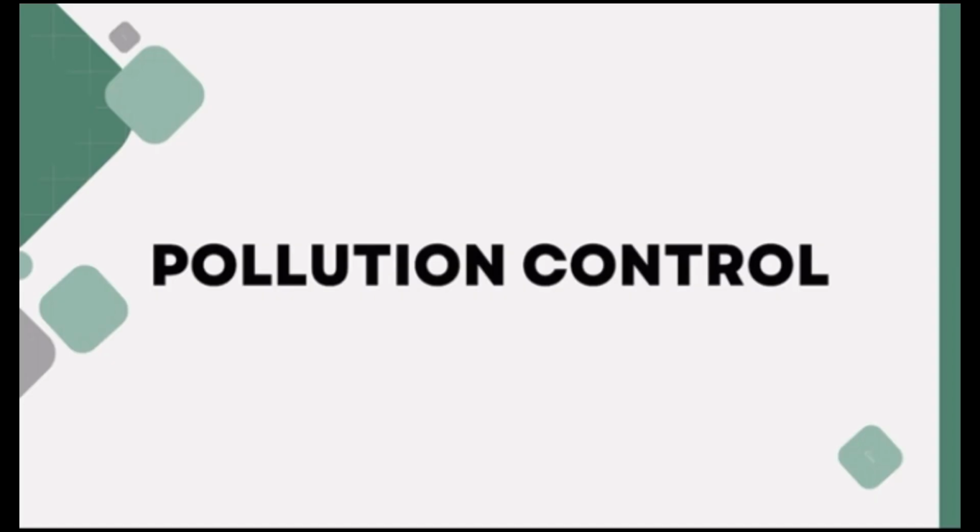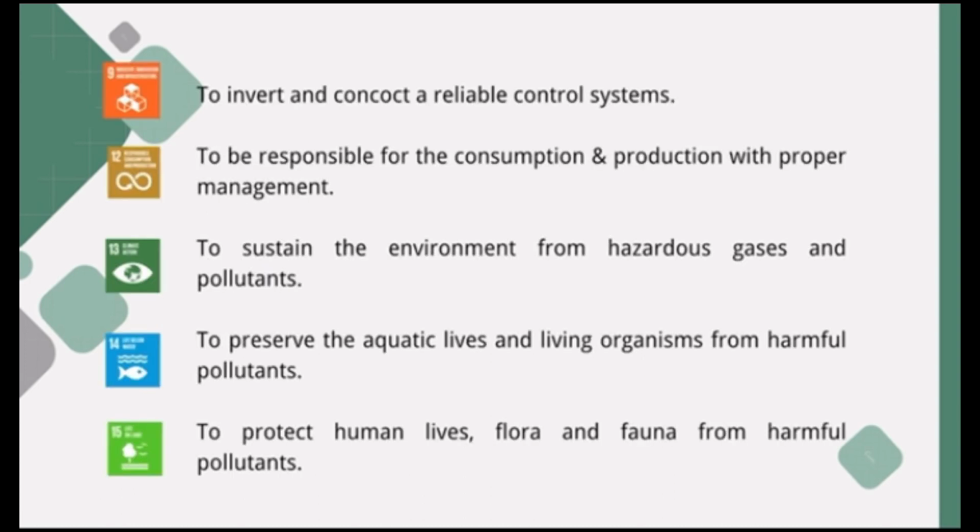Now I will talk about the pollution control. First, I will talk about the Sustainable Development Goals. SDG 9, to build a reliable control system. Second, SDG 12, to be responsible for consumption and production with proper management. Third, SDG 13, to sustain the environment from hazardous gases and pollutants. Fourth, SDG 14, to preserve aquatic life and living organisms from harmful pollutants. Fifth, SDG 15, to protect human life, flora and fauna from harmful pollutants.